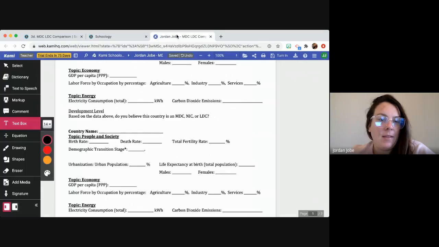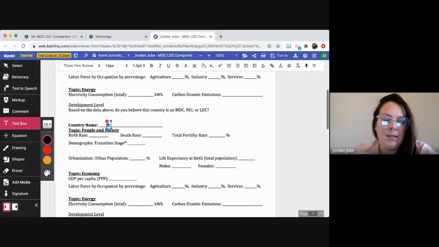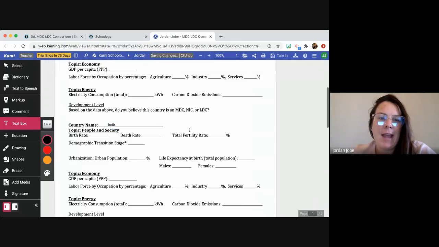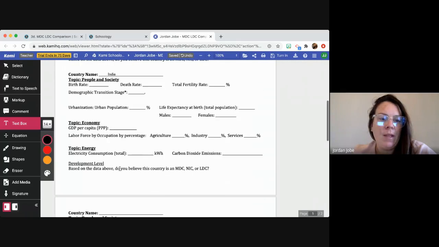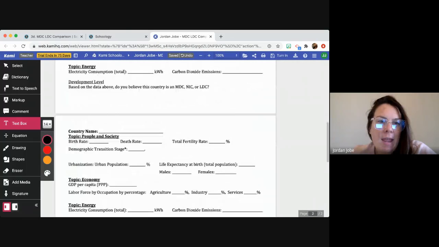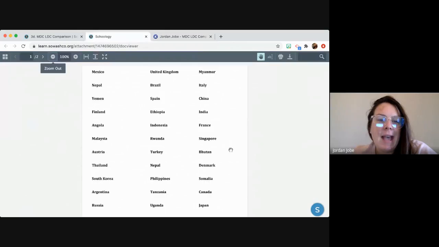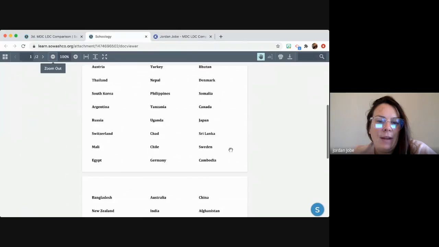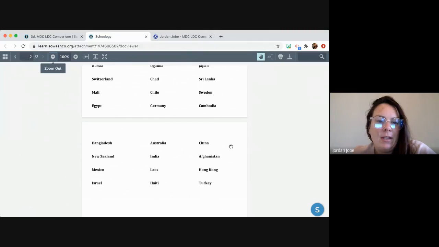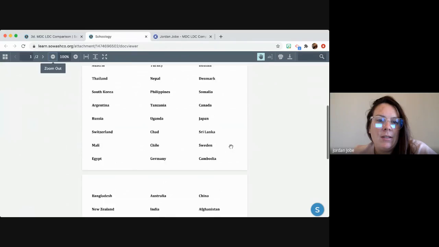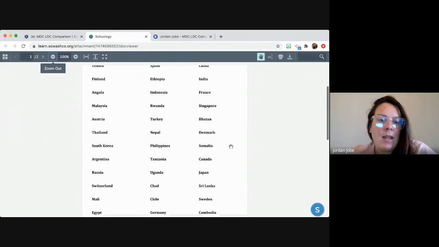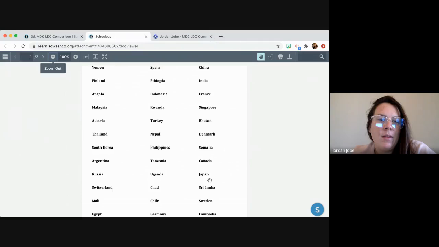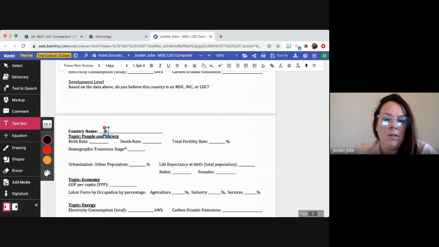I'm going to go with India. That's going to be my guess as an NIC country. And then you do the same thing for a country that you think is an LDC, a less developed country. I am going to pick Uganda for my LDC country.